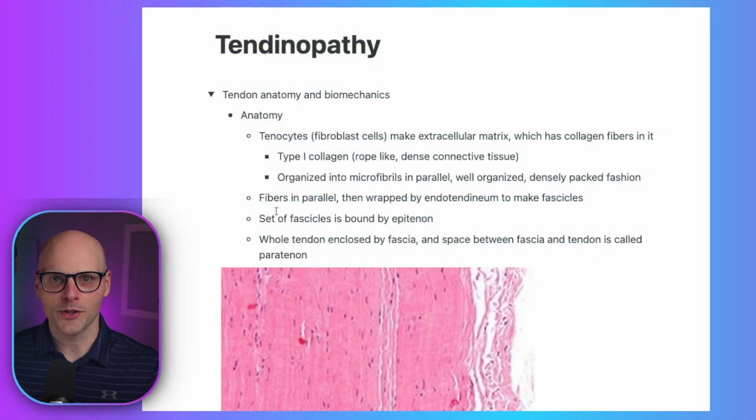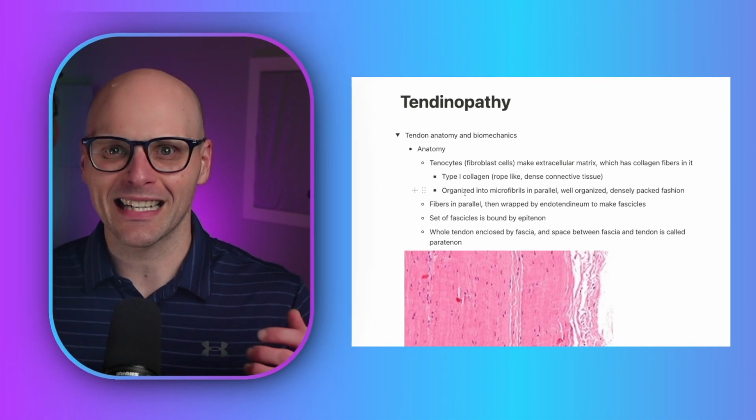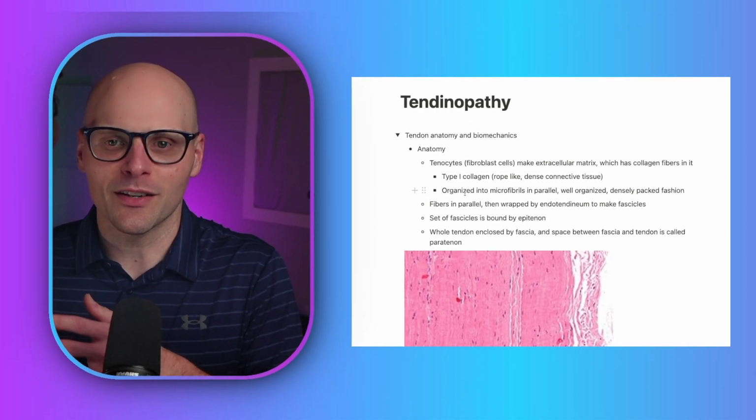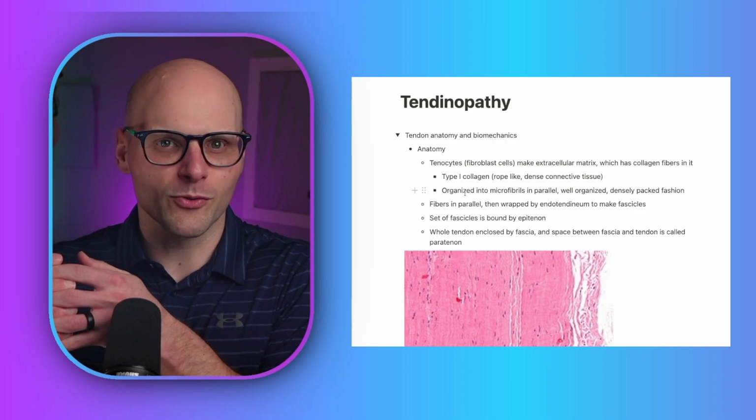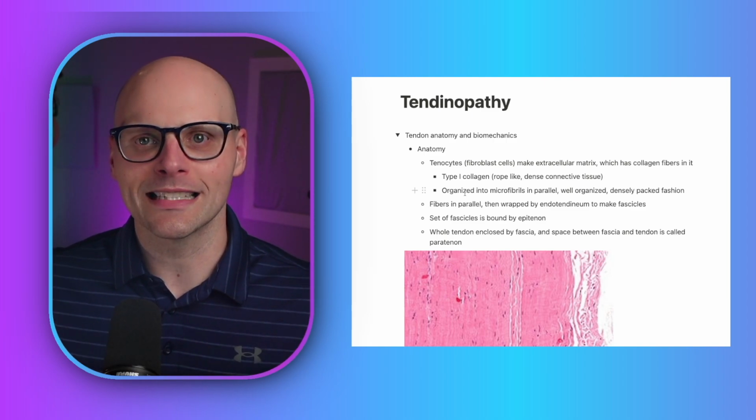First things first, inside of the tendon unit, there are these tenocytes, right? They're a certain type of fibroblast cell, and they make this extracellular matrix, which has collagen fibers in it. Typically the tendon is predominantly type 1 collagen, so more like rope-like, dense connective tissue. When I think of collagen, I think of really strong, right? Type 1 is a strong collagen.